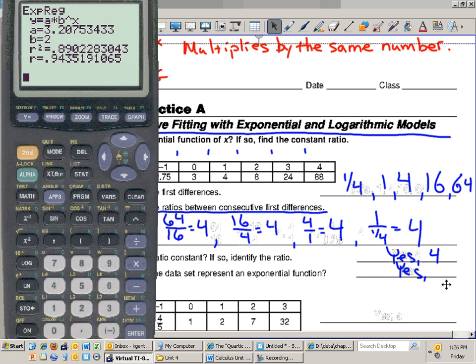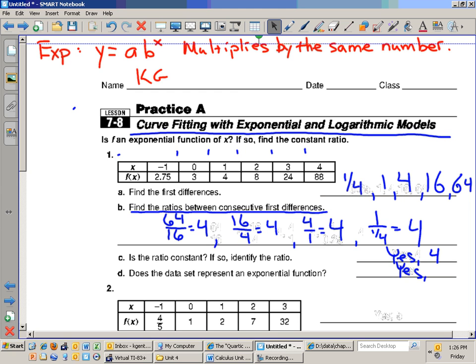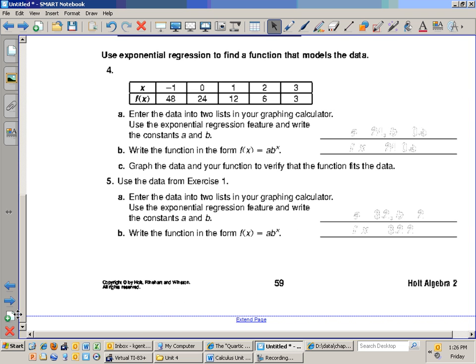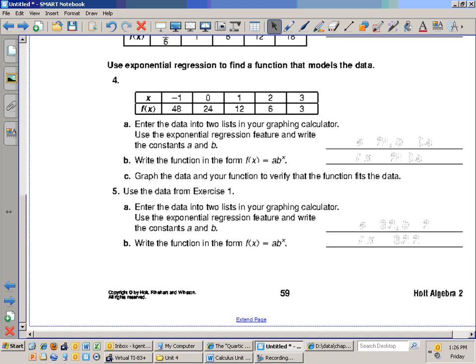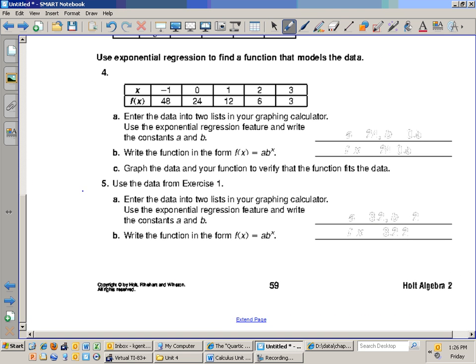So anyway, we pick up here. We found the exponential regression, and we're going to do some more work, but that's really the question that comes up at number 5. So I'm going to move down to number 5 here. Number 5 says to use the data from exercise 1. Right at the bottom, it says use the data from exercise 1.